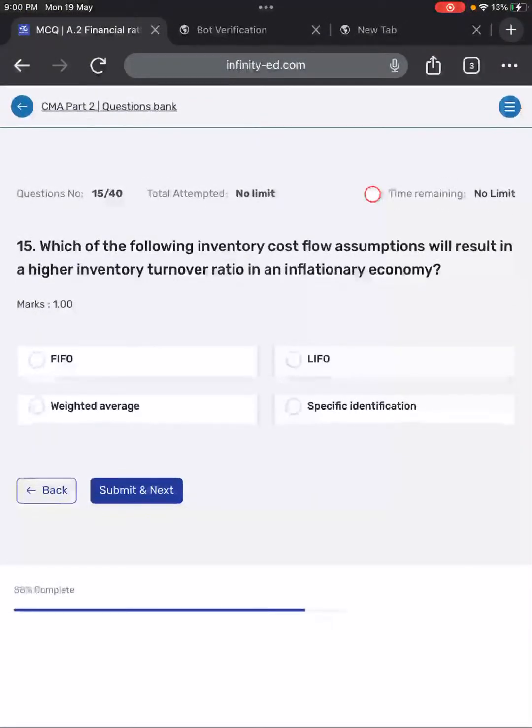And now question number 15, which of the following inventory cost flow assumptions will result in higher inventory turnover ratio in inflationary environment? Higher inventory turnover ratio means how? FIFO means first in first out. LIFO means last in first out.